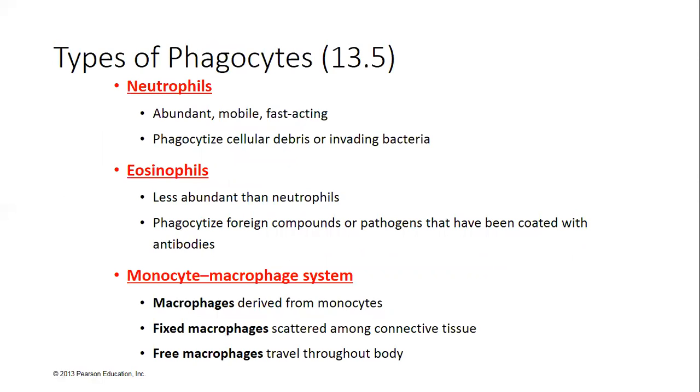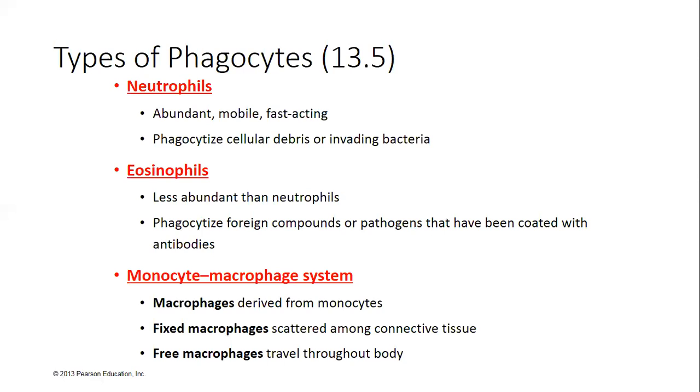And there it is. So neutrophils phagocytose cellular debris and invading bacteria. Neutrophils are the most abundant type of white blood cell, and they are the first line of defense against invading bacteria. They engulf, phagocytose bacteria, and then present that information about that invader to the other cells in the immune system. Eosinophils are much less abundant, but they can also phagocytose foreign compounds or pathogens, more so parasites as opposed to bacteria like neutrophils.